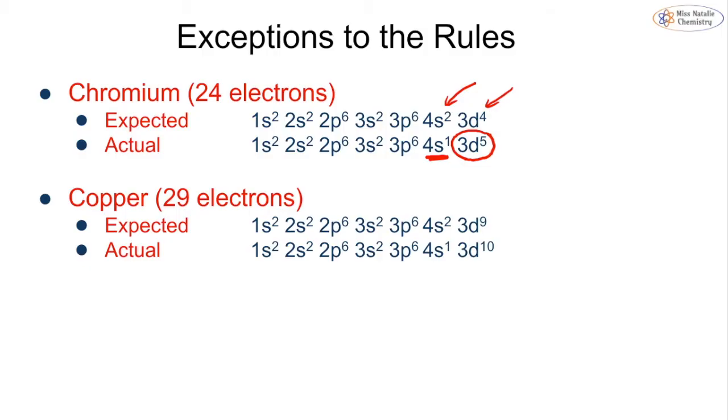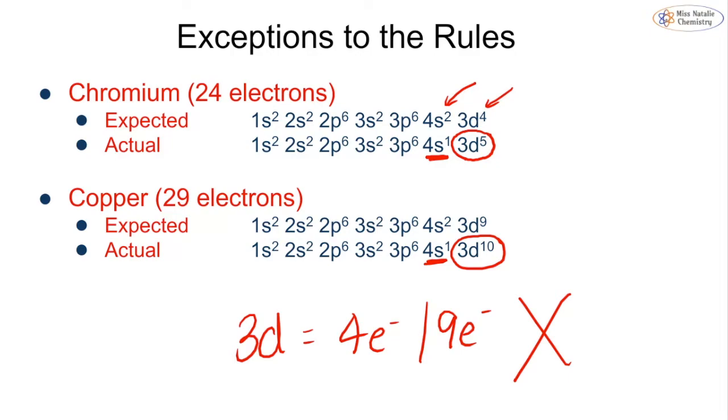And we get the same with copper. We would expect it to be 4s2, 3d9, but actually it's 4s1, 3d10. So we should never have 3d orbitals that contain 4 electrons or 9 electrons. That does not happen. We always promote 1 electron up from the 4s.